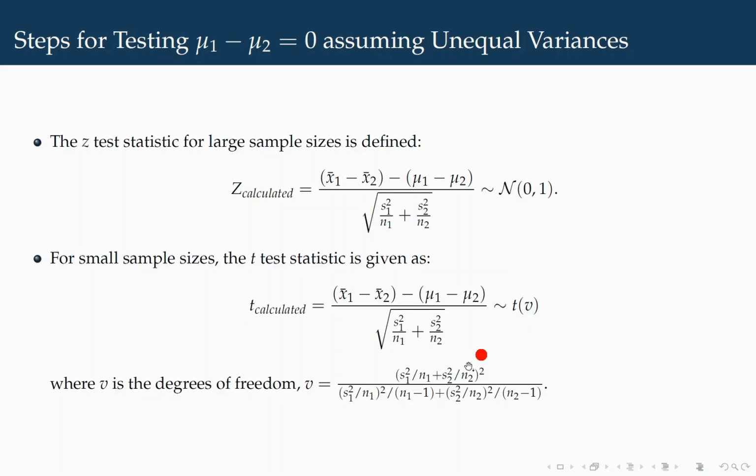So this V is nothing but just a function of the sample variances. Here we have S1 square, S2 square, and it is also a function of the number of observations, N1 and N2. So here the denominator should be root of S1 square over N1 plus S2 square over N2. But for the T distribution, we need to obtain the degrees of freedom using this formula. So this is the only difference. Otherwise, all the other steps that we usually follow for conducting hypothesis testing are exactly the same.